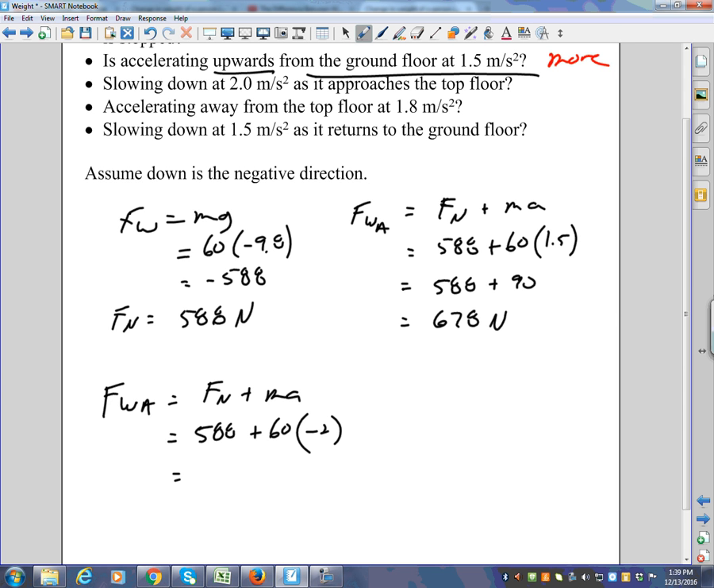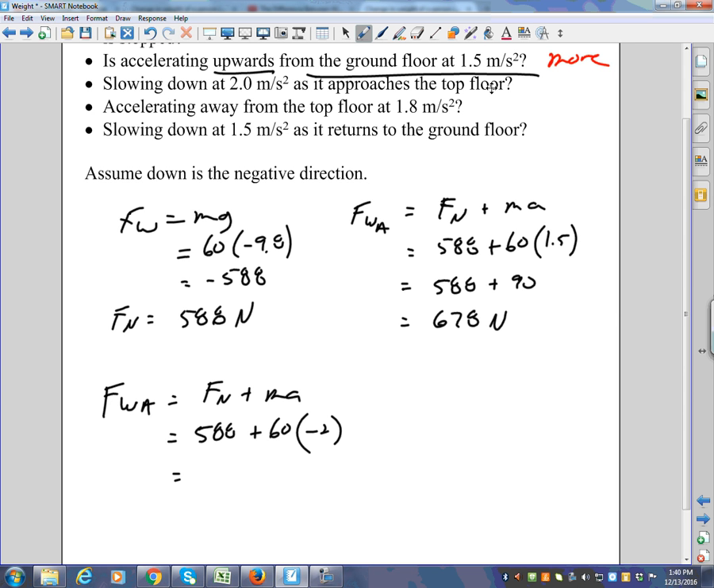Right? Because as you're going up, the acceleration is actually down, right? You're slowing down. As you're going up, the acceleration is down. Just because the acceleration is down doesn't mean you can't go up. Okay, I got -2 because it says right here, slowing down at 2 meters per second squared as it approaches the top floor.